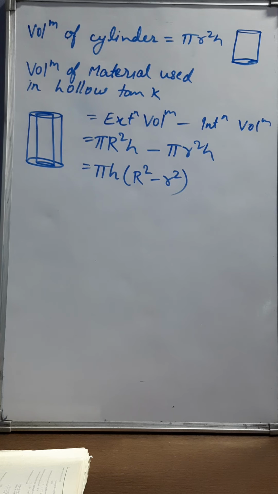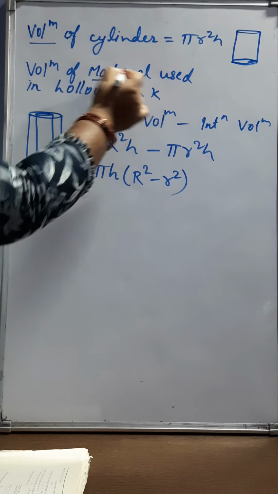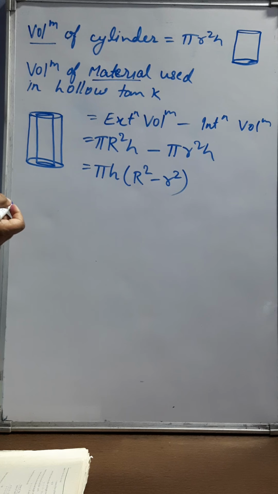So today I have to upload the video of exercise 13.6, which is based on the volume of a cylinder. Volume of a cylinder is pi r square h, and the volume of a hollow cylinder, or the volume of material used in a hollow cylinder, is its external volume minus internal volume.